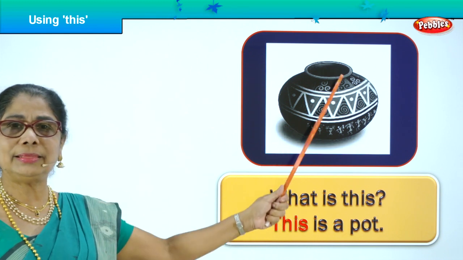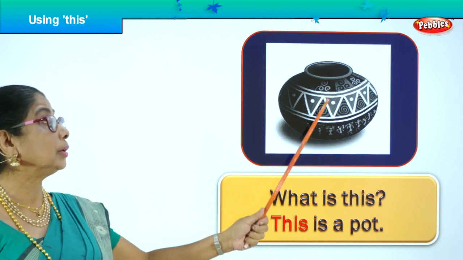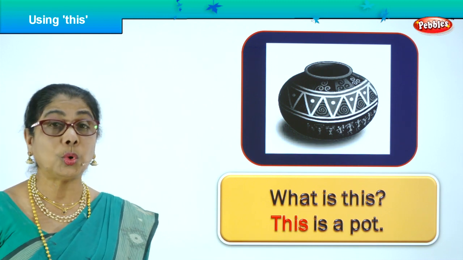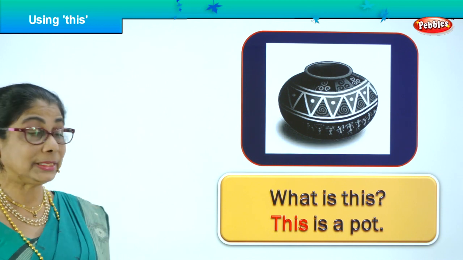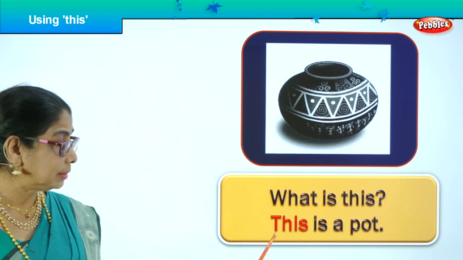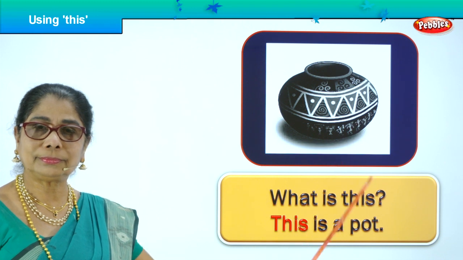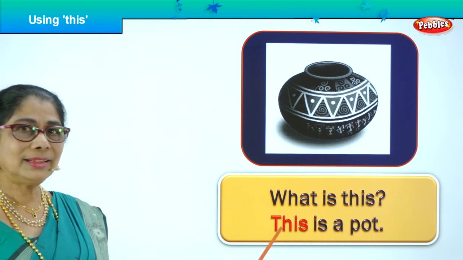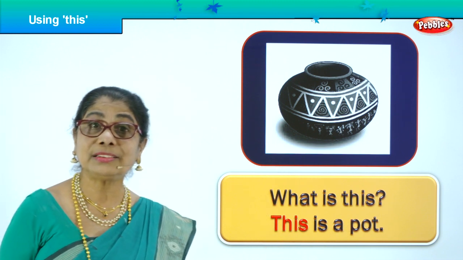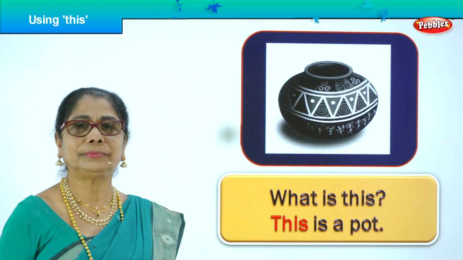What is this? This is a pot. Mostly these are clay pots to carry water or store water to keep it cool in summertime. Read. What is this? This is a pot. Good. You learned to identify the use of this. You learned to read the question. You learned to read the answer. Very good. Let's go on to a new picture.